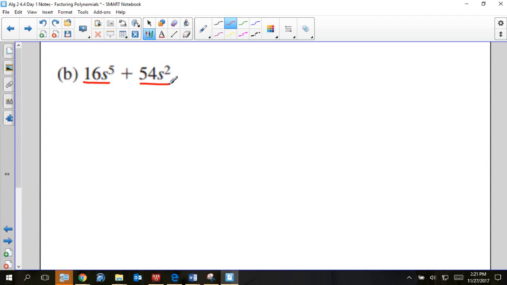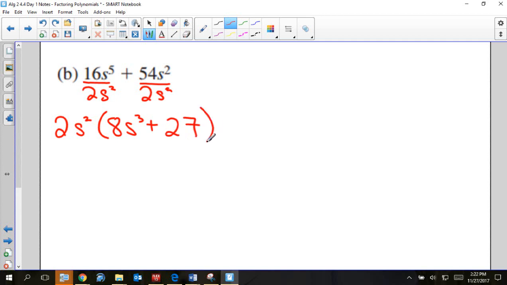S squared is part of it. But there is a number that goes into both. 2. I'm sorry, everybody in my first class said 8 also. But 9 goes into 54, not 8. Okay, so I factored out my greatest common factor, 2s squared. I have left over 8s to the 3rd plus 27.